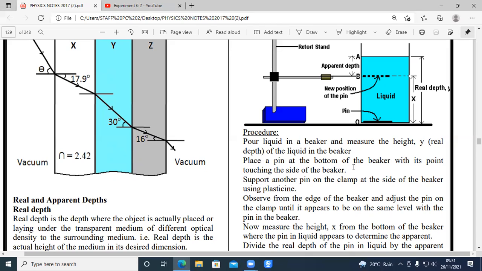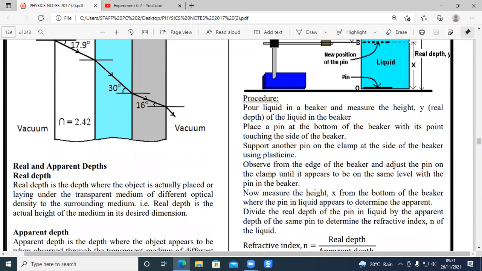Then the second one, place a pin at the bottom of the beaker with its point touching the side of the beaker. Like you have seen from the video, we place a pin horizontally at the bottom of the beaker with its point touching the side. Why do we make it touch? So that it becomes very easy to adjust the pin which is outside, until it coincides with the image of the pin inside the beaker.